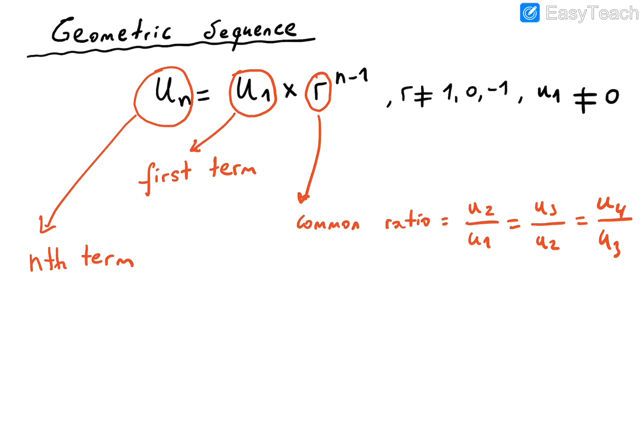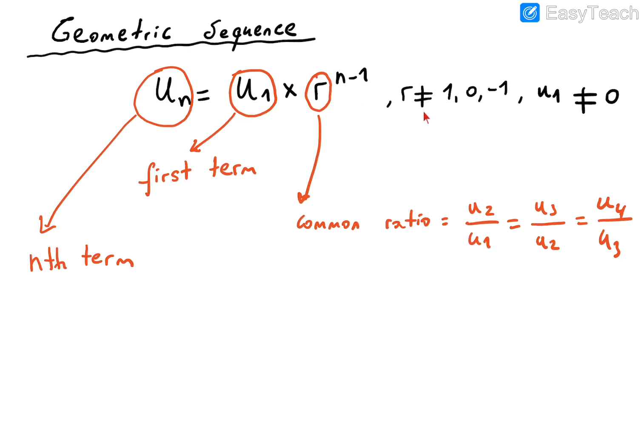Okay, so let's start from the general formula for the geometric sequence. Here we have un, which is our n term. A geometric sequence with the first term u1 and the common ratio r has a general term un with the formula un equal to u1 times r to the power of n minus 1.